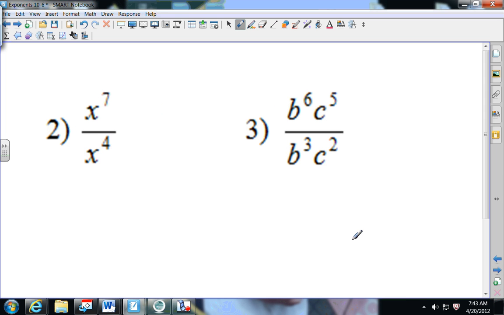Next, here are the next two problems. First off, when you're dividing, the rule is you're supposed to subtract the exponents. So you should get for an answer x to the 3rd.